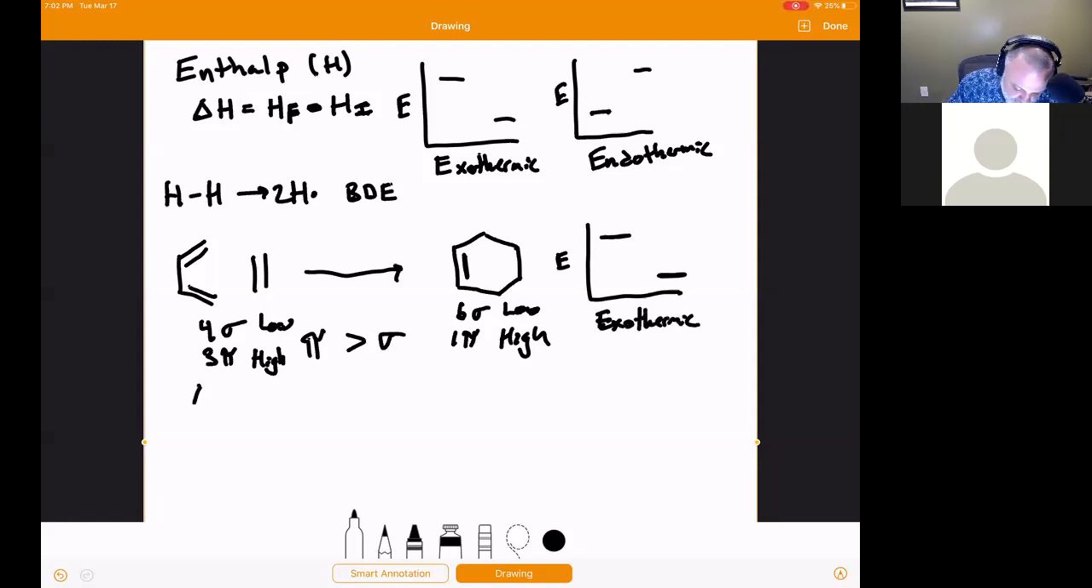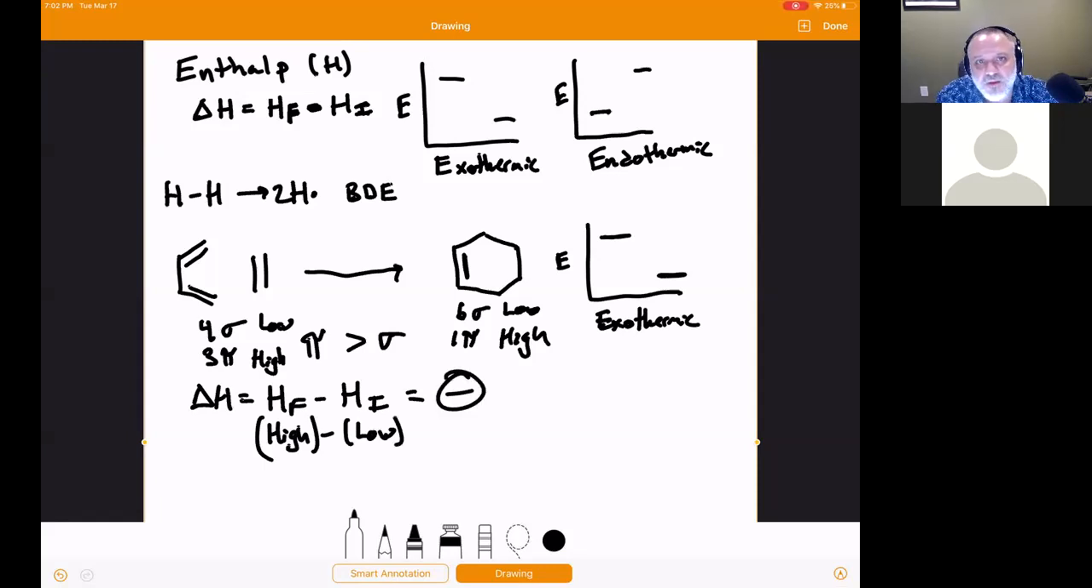And remember, since we're talking about delta H, which is H final minus H initial, we know that in this case, this is the high value, this is the low value, and at the end of the day, then this will be a negative number. And so this is the primary way that we'll use to gauge whether or not a reaction is endothermic or exothermic, just by looking at it, right? We're really just going to look at the number of pi bonds versus the number of sigma bonds. And in this course, this is really all you're going to have to be able to do.